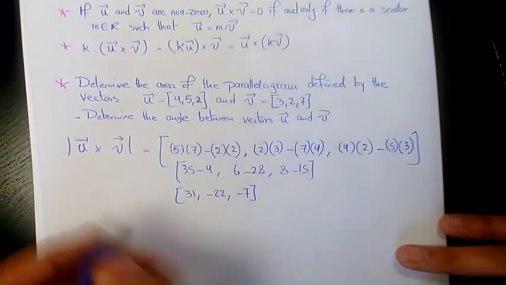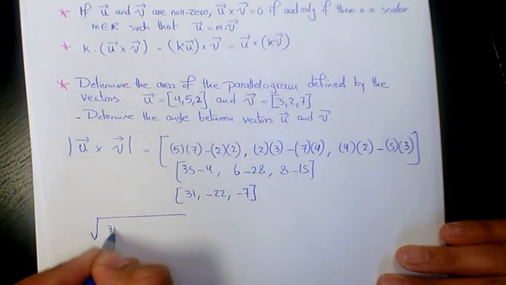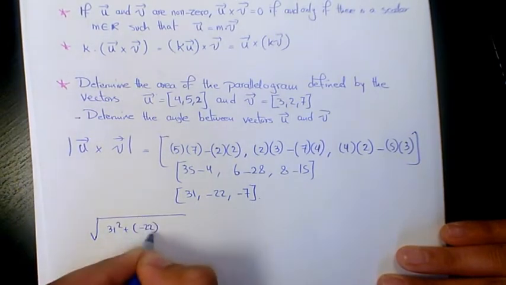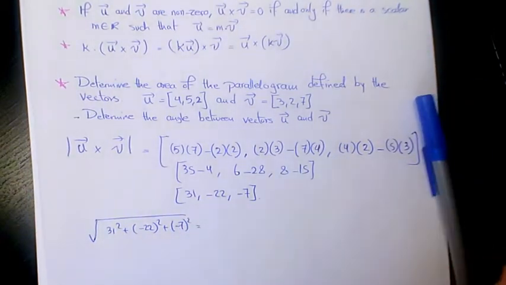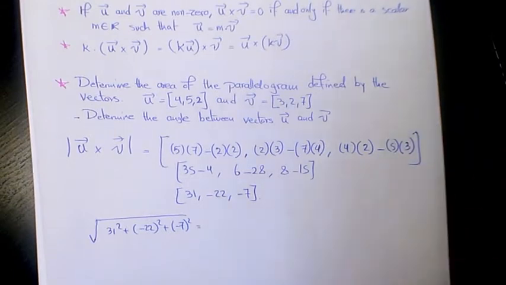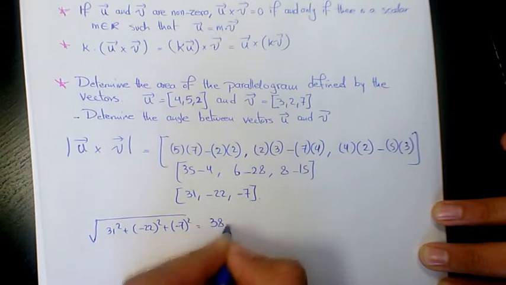So when you want to find the magnitude, it's going to be the square root of 31 squared plus negative 22 squared plus negative 7 squared. That will be 38.65.